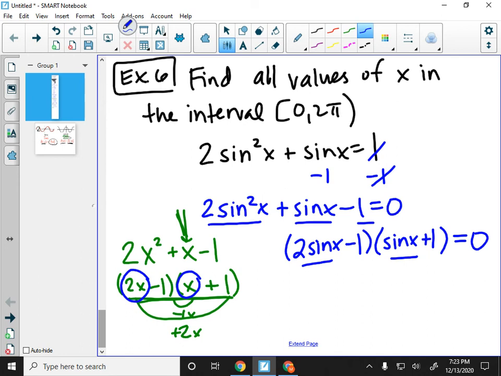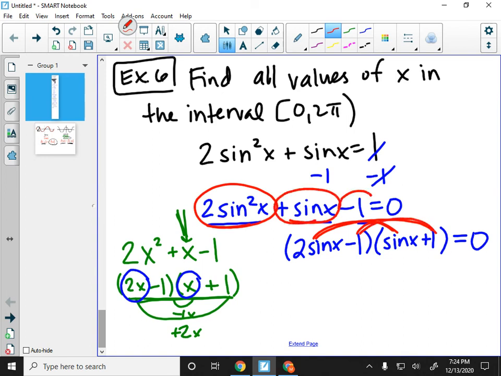And then the nice part about these is as you factor this out, if you're not sure if it works, do a quick FOIL in your head. You don't have to show all your steps for your FOIL, but if I FOIL this, that for sure gives me my 2 sine squared. That gives me plus 2 sine of x minus 1 sine of x. That would give me 1 sine of x. And that gives me -1. So yep, that absolutely does factor to 2 sine x minus 1 times sine x plus 1. It's just like this, 2 times x minus 1 and x plus 1.